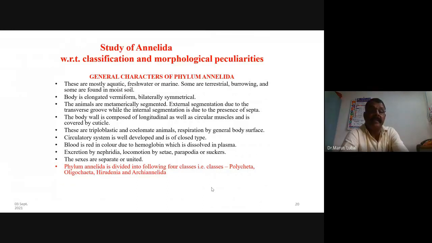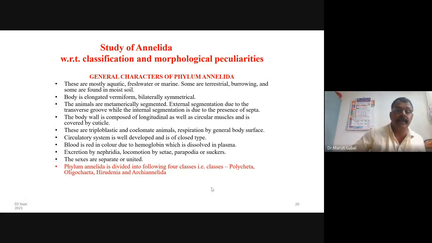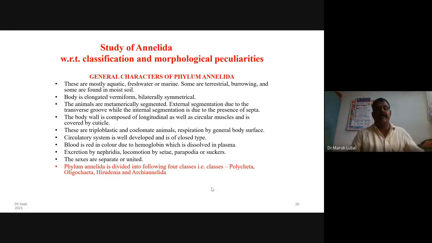Next phylum is Annelida. Annelida is divided into different classes like Polychaeta, Oligochaeta, Hirudinea, and Archiannelida. The different morphological peculiarities of Annelida are that annelidan animals are mostly aquatic, freshwater or marine. Some are terrestrial, burrowing, and some are found in the moist soil.